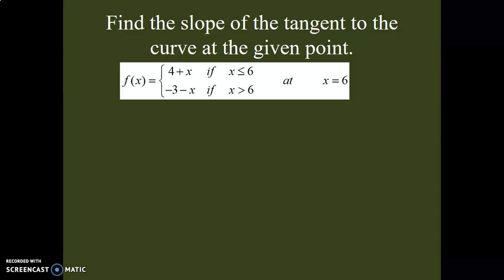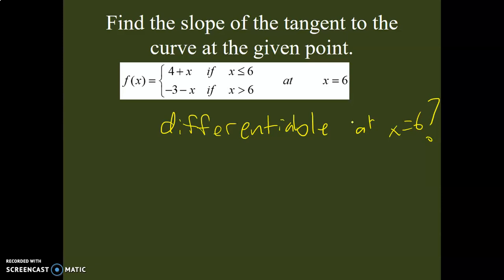All right, now let's look at how we would find the slope of a tangent at the transition point of a piecewise function. So in order to figure out what the slope is, I'd be looking at the derivative. But let's stop and think. In order for a point to have a slope of the tangent, it would need to be differentiable. So the first thing I need to figure out is, is this even differentiable at x equals 6?